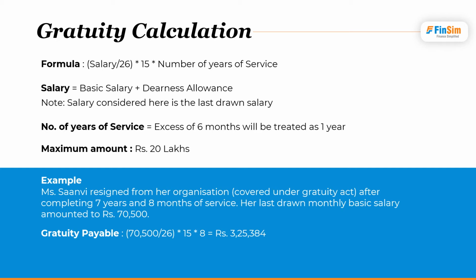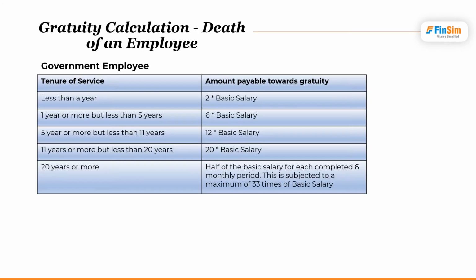Based on the gratuity calculation, if the amount exceeds rupees 20 lakhs, then the organization is obligated to pay only rupees 20 lakhs. And if the organization chooses to pay more than 20 lakhs, then the excess amount will be treated as ex gratia and will be taxable as per the tax slab of the individual.